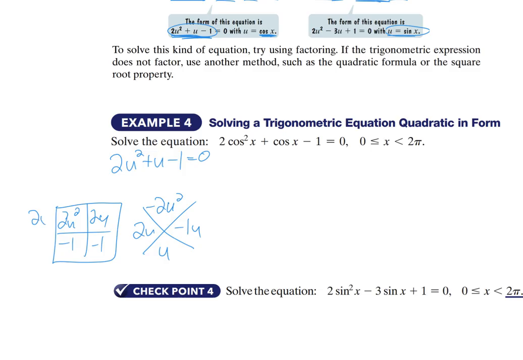Finish off this process. So in factored form, it's 2u minus 1, u plus 1, and that equals 0. Okay, you don't have to use the u substitution, but if you do, now at this point, I'm going to put back in cosine of x.